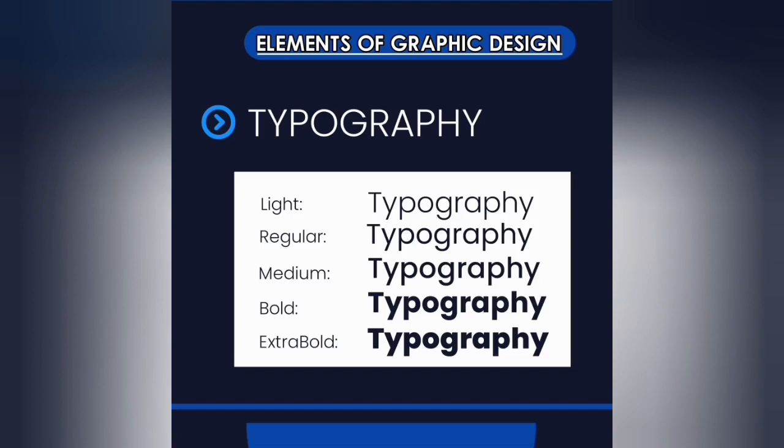The last but not the least element is typography. Typography basically deals with text. So it is important as it can affect the design's messaging. Most times, the messages are passed across using text, and text can come in different ways. For example, it can be light, it can be regular, it can be medium, it can be bold. All right, so this is about the elements of design. Now let's move on to the next one.